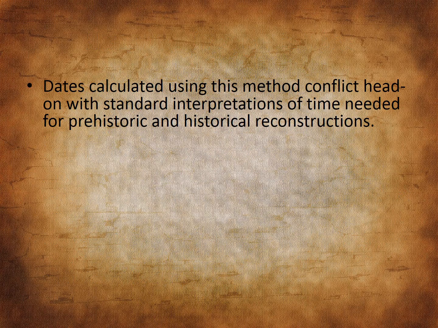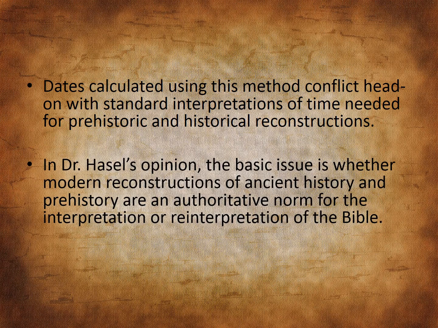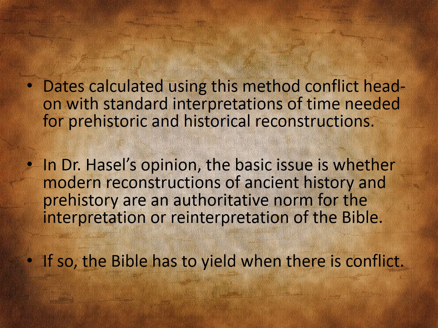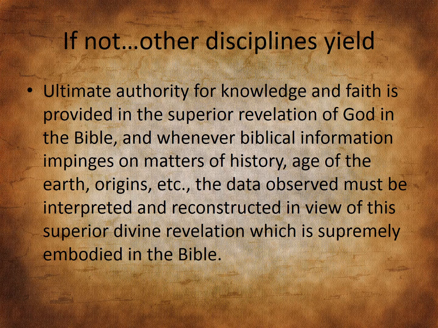Dates calculated using this method conflict head-on with standard interpretations of time needed for prehistoric and historical reconstructions. In Dr. Hasel's opinion, the basic issue is whether modern reconstructions of ancient history and prehistory are an authoritative norm for the interpretation or reinterpretation of the Bible. If so, the Bible has to yield when there is conflict. Ultimate authority for knowledge and faith is provided in the superior revelation of God in the Bible, and whenever biblical information impinges on matters of history, age of the earth, origins, etc., the data observed must be interpreted and reconstructed in view of this superior divine revelation, which is supremely embodied in the Bible.